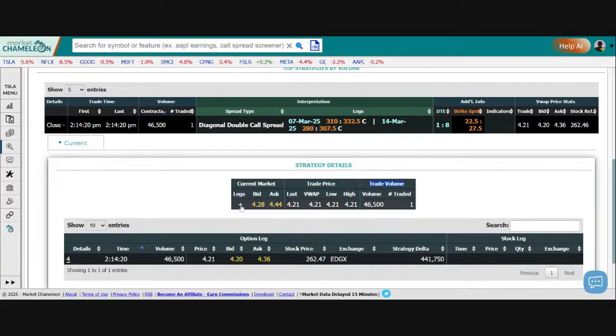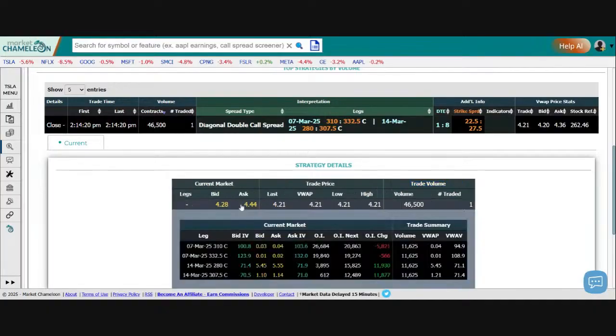And over here, we could see that this is the current market, trade price, trade volume. And if we click on this little plus sign, we'll get more information. So now I clicked on it, and now we get information about each leg. Okay, so we see the March 7th, 310 leg, March 7th, 332.5 leg, now the March 14th, 280 call, March 14th, 307.5 call. Right.